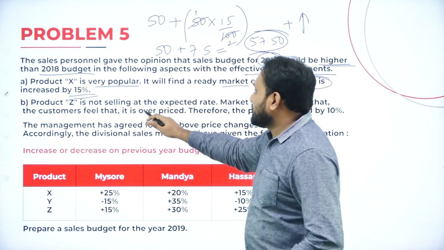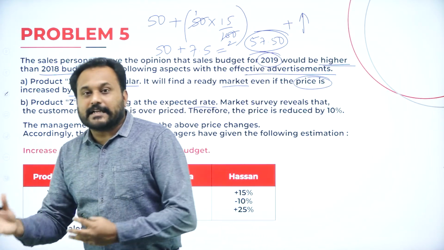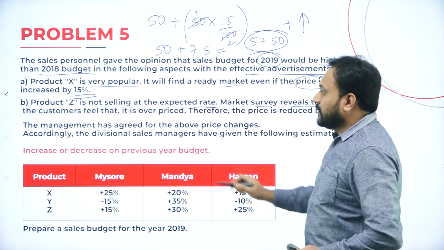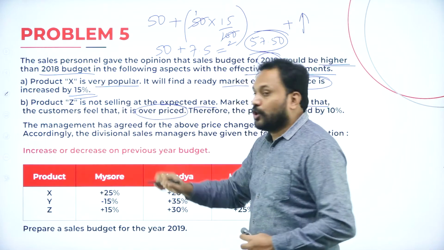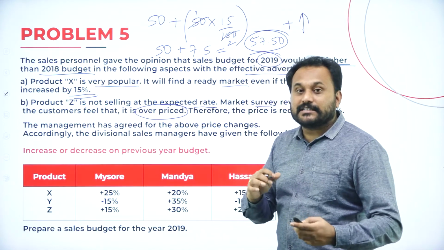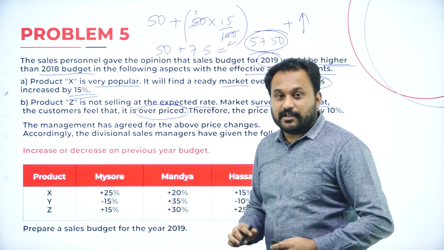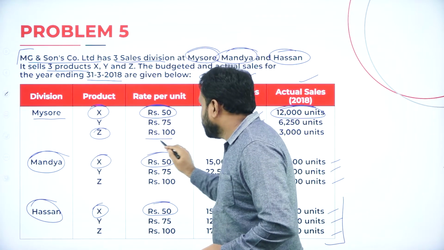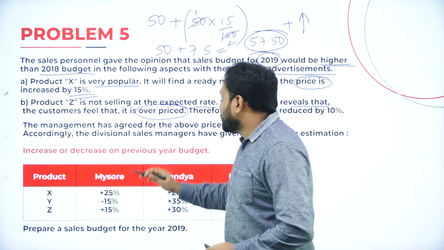Product Z is not selling at the expected rate. Now what they expected, people are not actually coming and buying the product. Market survey reveals that the customers feel that it is overpriced. See the word here, it is overpriced. So how much is the product Z? They are not asking anything about product Y. They said X is done, now it is Z's turn. Now product Z is 100 rupees. So what they are telling you is it is overpriced.